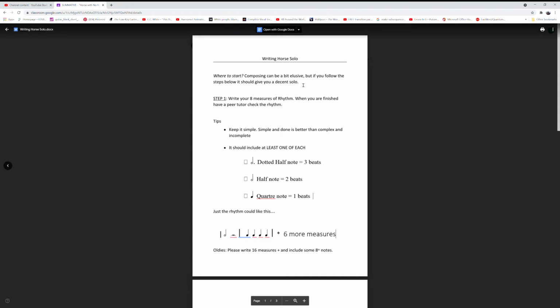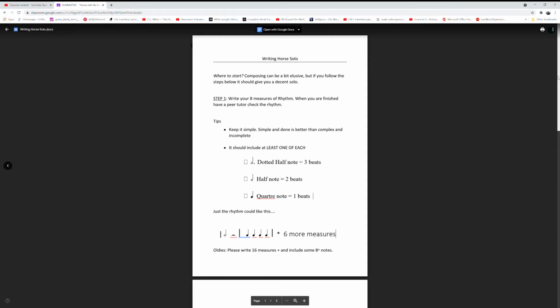Okay, so where to start. Composing can be a bit elusive. All right, and we talked about that yesterday. Elusive means it's tricky and hard to figure out. All right, good place to start is to write your first 8 measures of rhythm. If you're an oldie, you're going to write 16 measures. Okay, but this first 8 measures of rhythm is key.